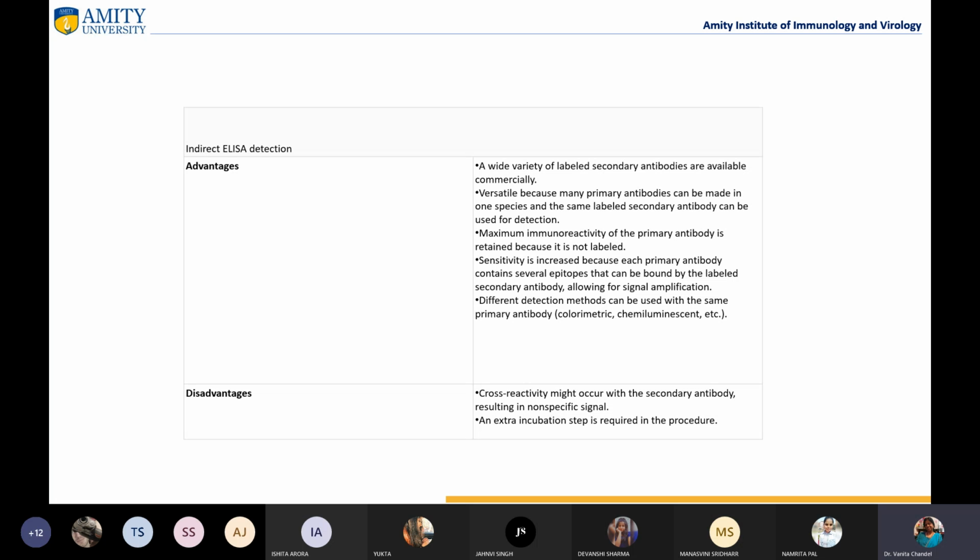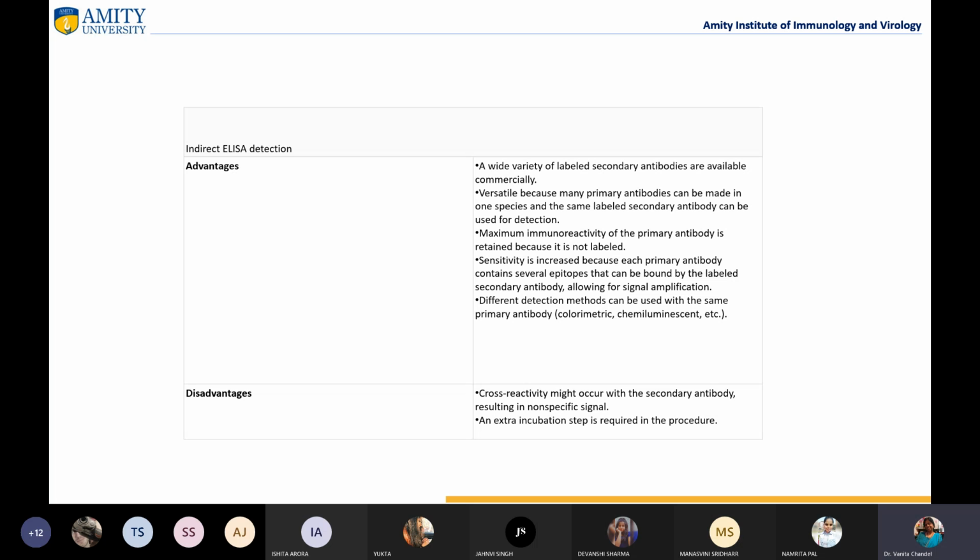Then if we talk about indirect ELISA detection, the advantages are: a wide variety of labeled secondary antibodies are available commercially that can be used. It is versatile, because many primary antibodies can be made in one species and the same labeled secondary antibody can be used for the detection. Maximum immunoreactivity of the primary antibody is retained because it is not labeled. We are using the secondary antibody which is being labeled.